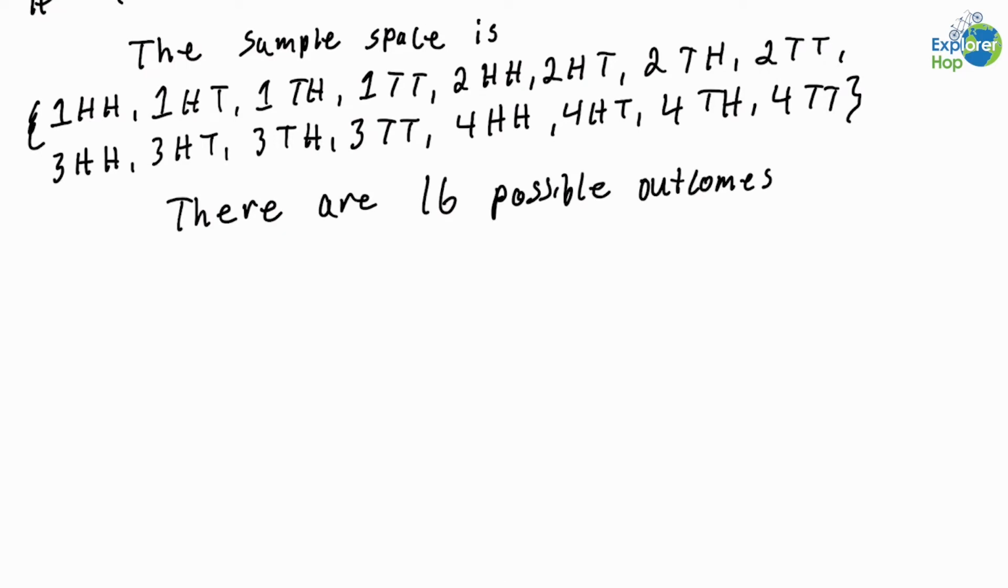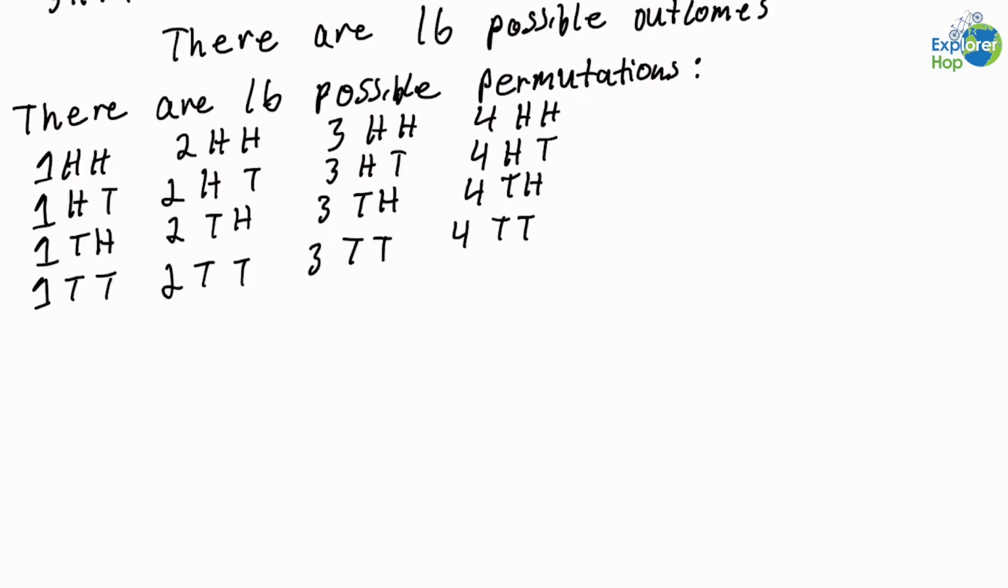Now, let's start with the permutations. We can see that each outcome in the sample space is a permutation. And so we get 16 possible permutations of the digits on the four-sided die, as well as heads and tails. So here's the list of all possible permutations for this experiment.